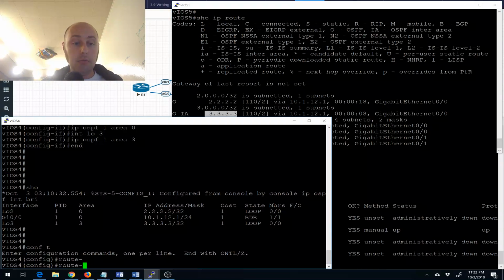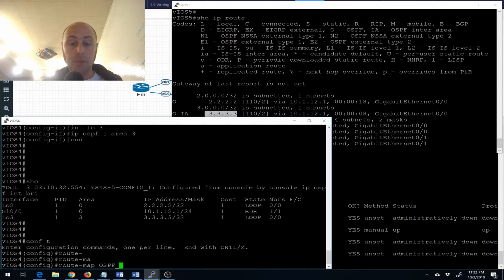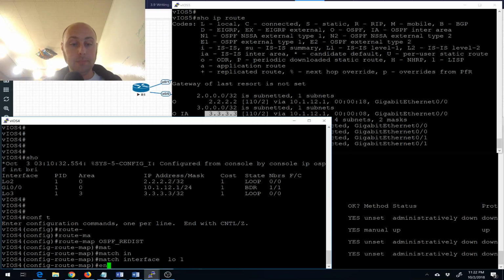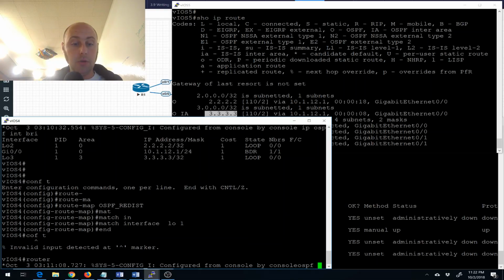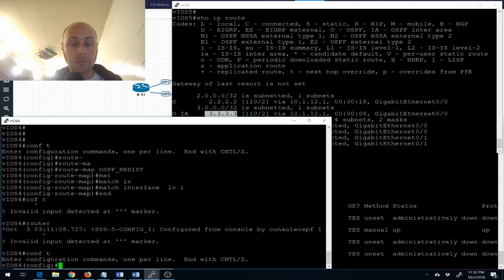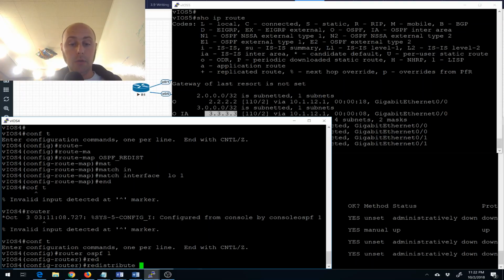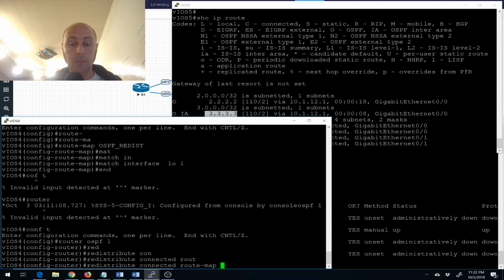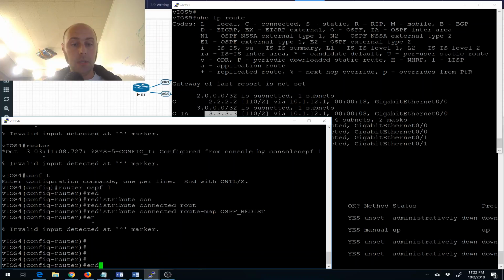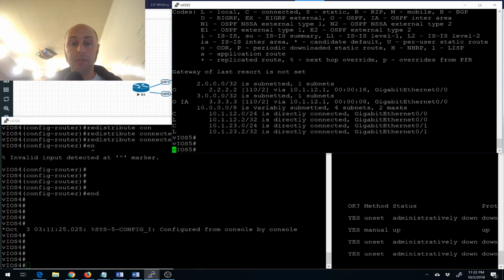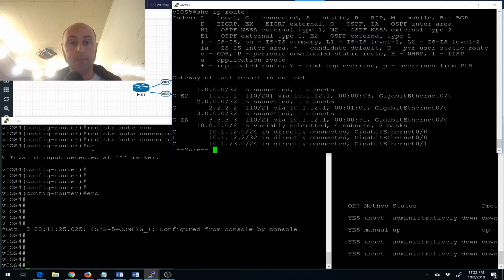So let's do route map, and I like to call it OSPF redist, match interface loopback 1. Then we'll get into OSPF. Redistribute connected, and we'll run that through a route map called OSPF redist. And that's going to do type 2 by default. So I'm just going to come over here to the adjacent router, show IP route, and there we see our external type 2 loopback.